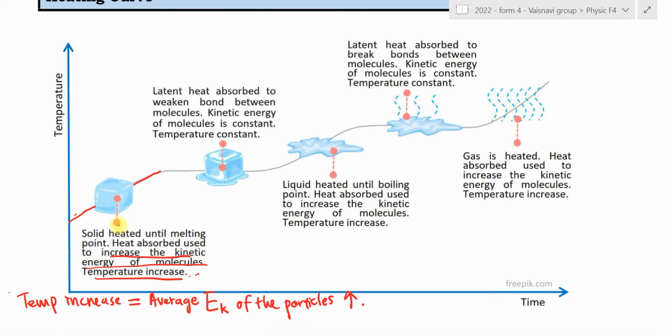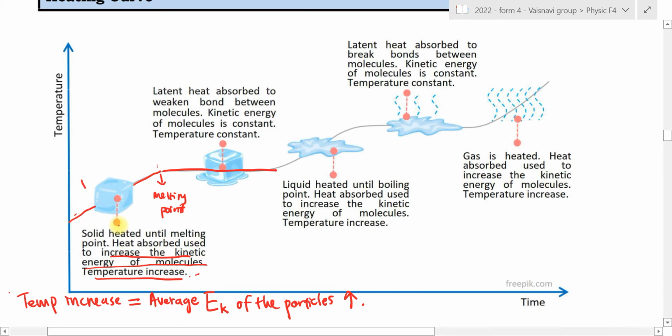So until it reaches the melting point. This is the melting point. Melting point is also equal to freezing point. Remember that. Dekat sini temperature dia constant. And remember, here we do not use mc theta. Dekat sini kita guna ml. Latent heat absorbed. It is not normal heat absorbed. Why? Latent tu akan mengalami perubahan phase.